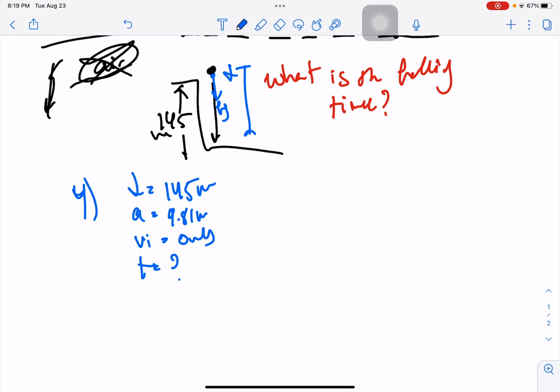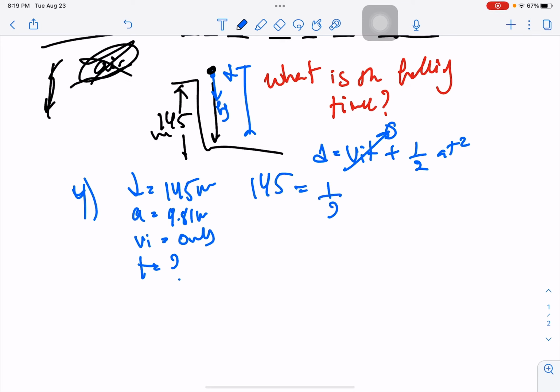So what's the time? Well, to figure this out, you only have to use the simple equation, which is d equals v_i t plus a t squared over 2. Okay, or some people write it as 1 over 2 a t squared. For you, it doesn't matter, it's the same thing. Okay, so we're just going to plug in what I have. The v_i is 0, so that's gone. Your distance, 145, is going to equal 1 over 2.